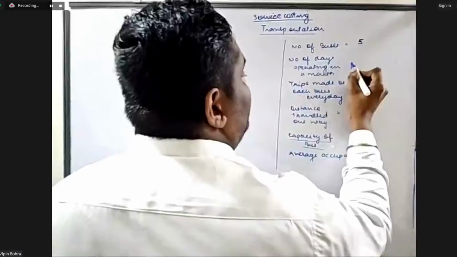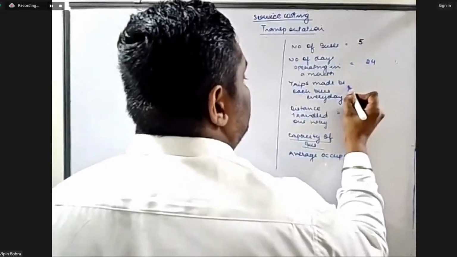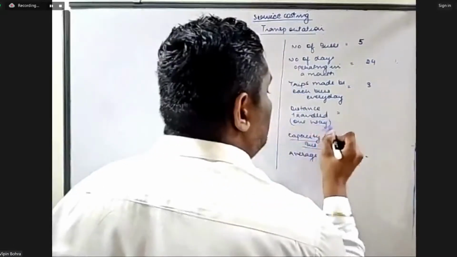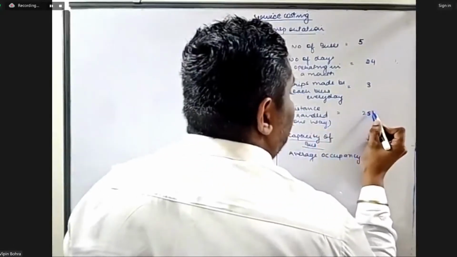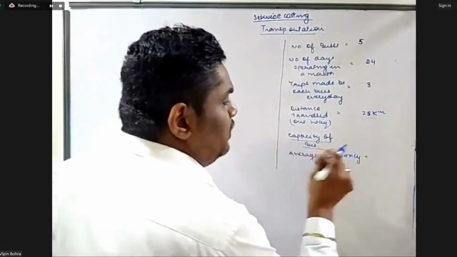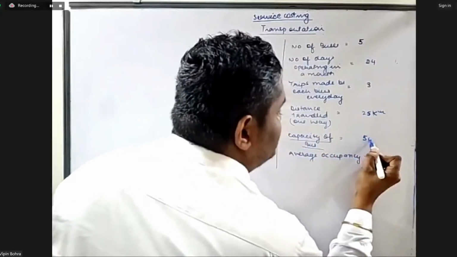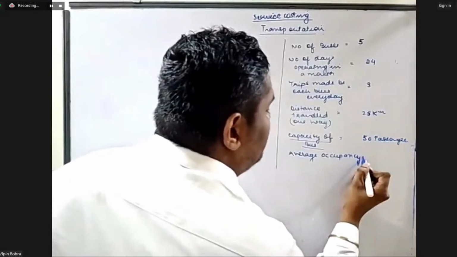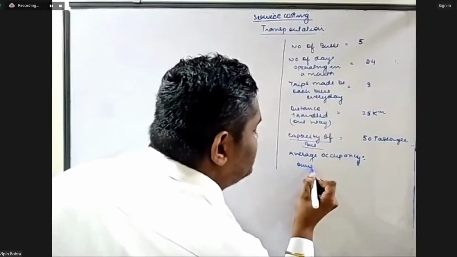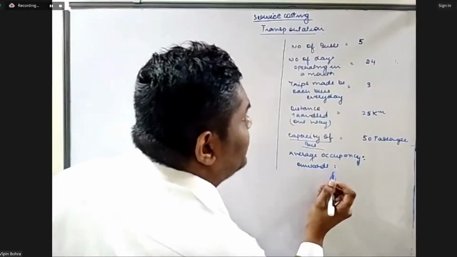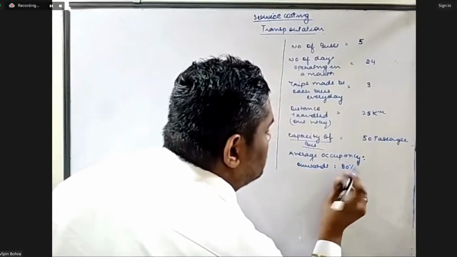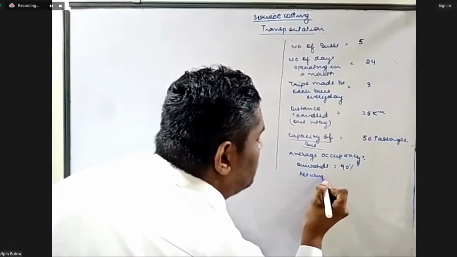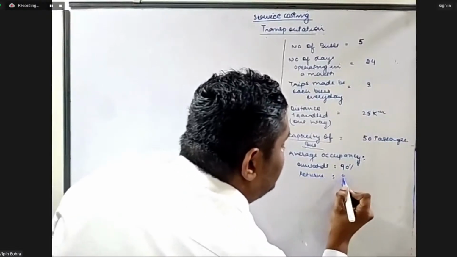Total number of buses are 5 and they run for 24 days in a month. 3 trips in a day and the distance traveled one way is 25 kilometers. Further, when talking about the capacity of the bus, it is 50 passengers. When talking about the occupancy, in the onwards journey, the average occupancy is 90%, and in the return journey, it is 80%.